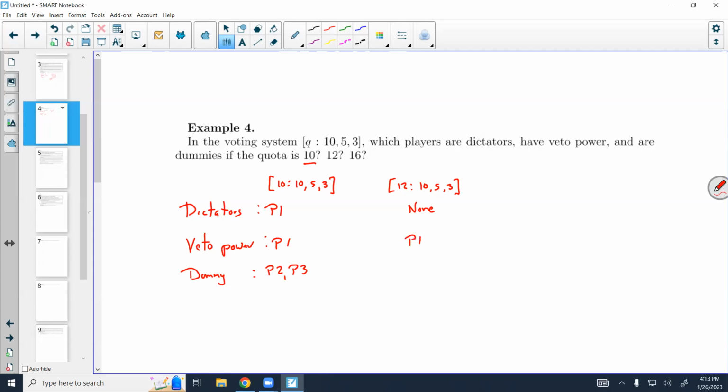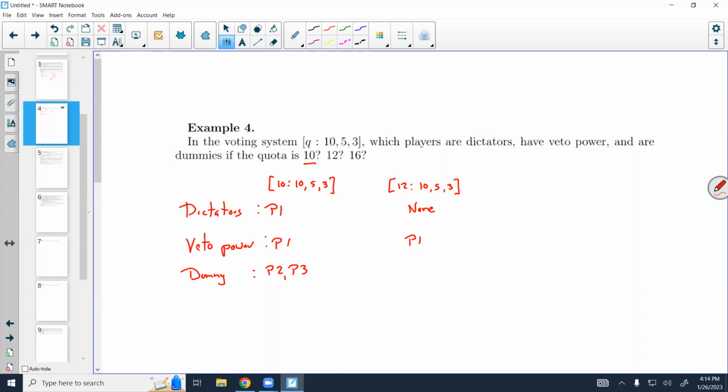How about player 2? Do I have to have player 2 for it to pass? Don't have to have them. So player 2 doesn't have veto power, because player 1 and player 3 would be enough. Same with player 3. I don't have to have player 3 to pass it if player 2 passes. So my only person with veto power is player 1.